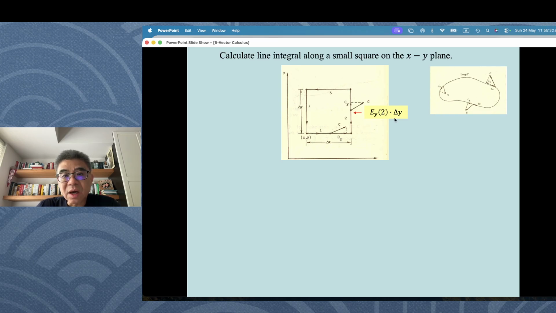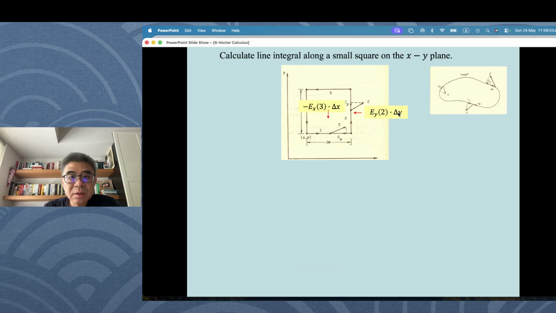And because this square is very small, we assume that this E_y2 is a constant along the path. Therefore, we don't need to do any integral. We just multiply the approximate value of this y component of the electric field with the length of the path. The length of the path, we call it delta y. So it's E_y on the second section times delta y.